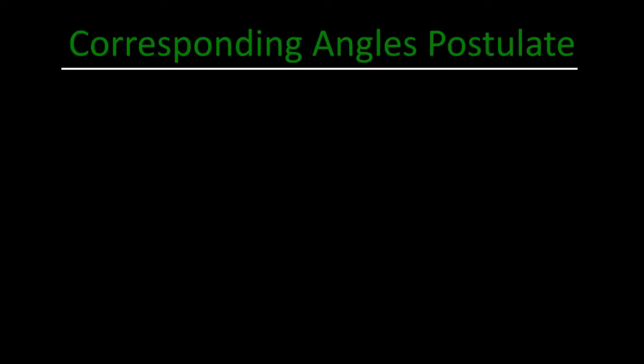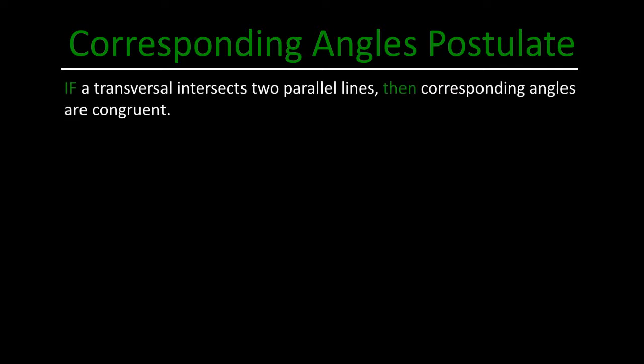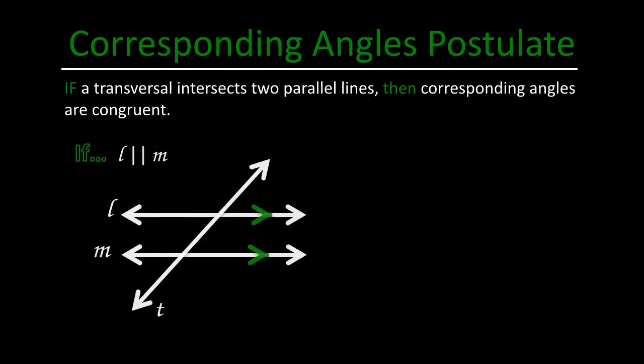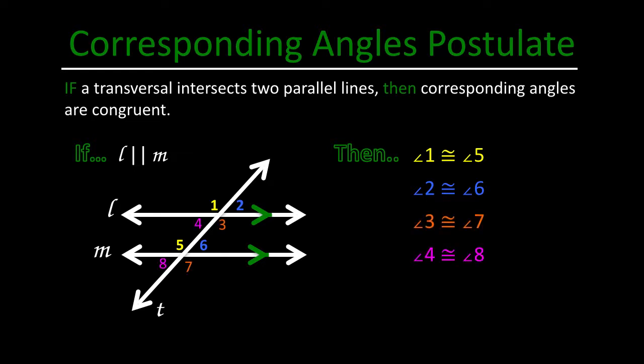Our first postulate that we're going over is the corresponding angles postulate. Now, if a transversal intersects two parallel lines, then corresponding angles are congruent. So if we have line L is parallel to line M, then it states that angle 1 is congruent to angle 5, angle 2 is congruent to angle 6, angle 3 is congruent to angle 7, and lastly, angle 4 is congruent to angle 8.